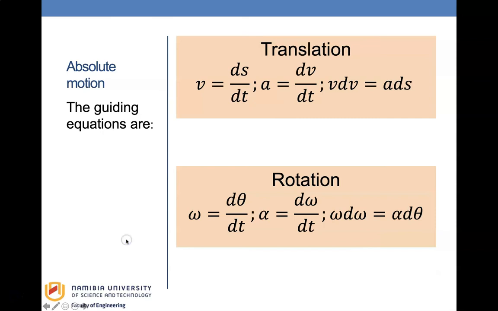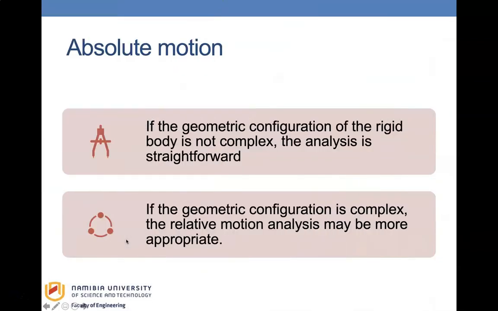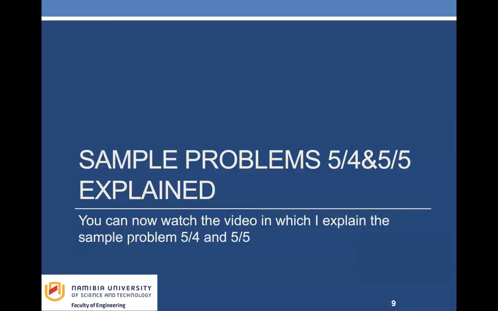All right, so if we look at the geometrical configuration of the rigid body, if it is not complex, then your analysis is fairly straightforward. You apply the equations of the linear if it's linear. But if the geometric configuration is complex, then you may need to apply the relative motion analysis. We will see how this is done as we go further in this lecture.